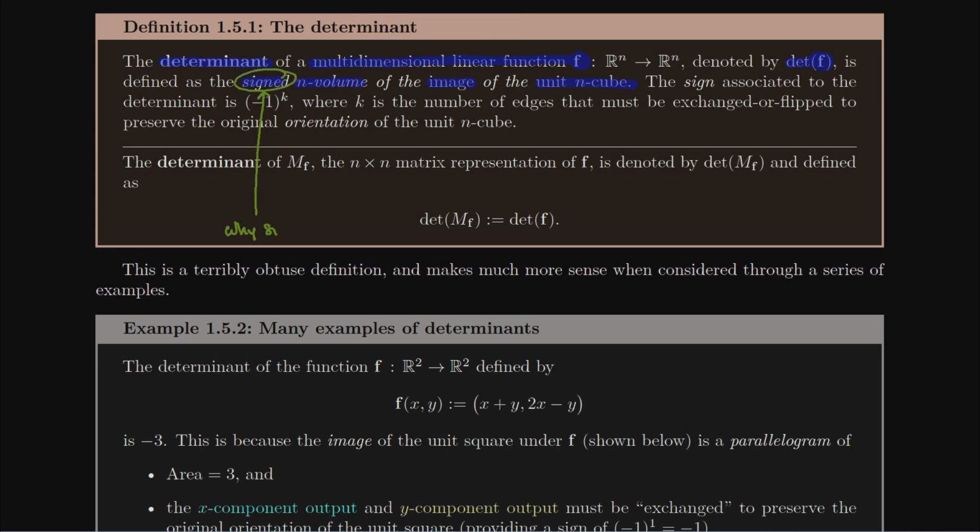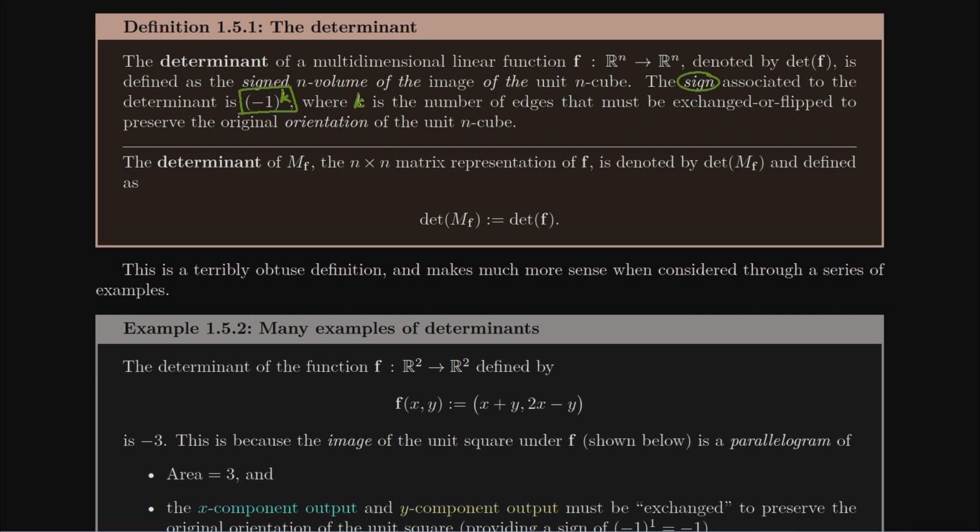Why signed? It's not too important that the value is necessarily signed for now. We're going to see in multivariable calculus, there's a good reason for it to be signed. But for now, we're just going to assign it this sign, which may be positive or negative, and we only care about when it's equal to 0 for not being invertible. So where does the sign come from? The sign associated to the determinant is -1 to the k power. So it's going to be plus or minus 1, because -1 to the first power is -1, -1 to the second power is 1, and then it flips back and forth between 1 and -1.